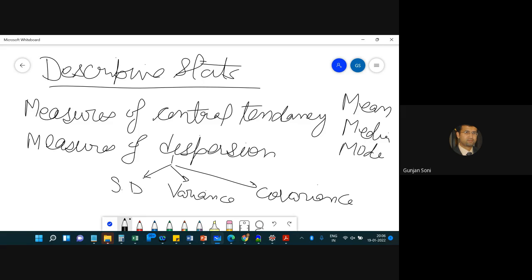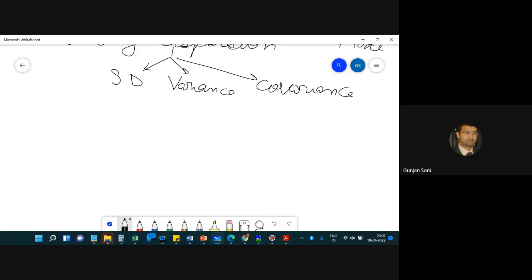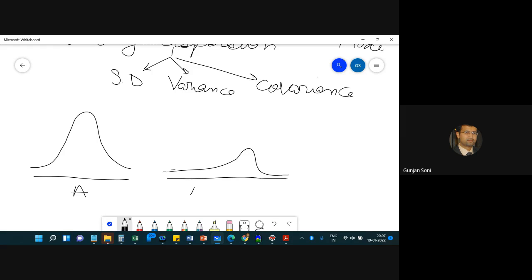So I may not have to tell you the meaning of mean. I think all of you know what mean is. When is mean useful? For what type of data is mean useful? Think about it. Let's say you have data like this, and on the other hand you have data like this. Okay, this is scenario A, this is scenario B. So in which scenario do you think mean makes more sense?